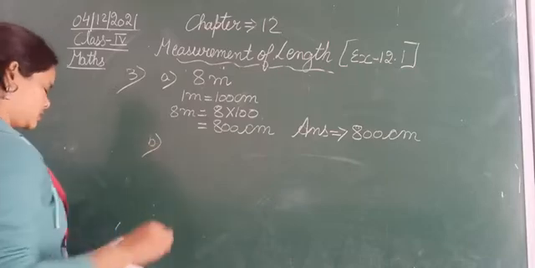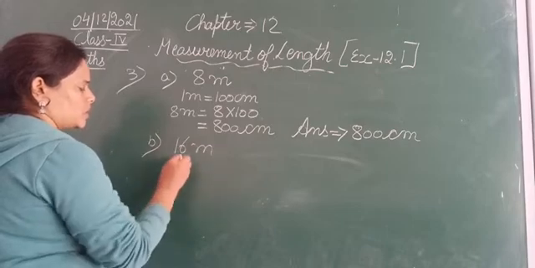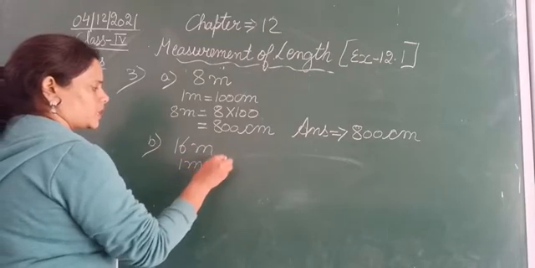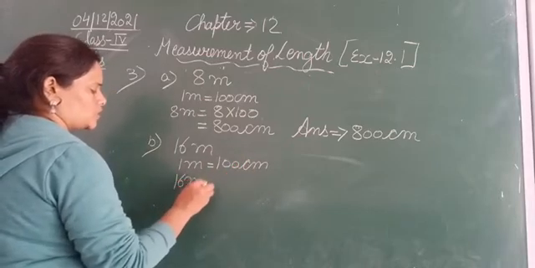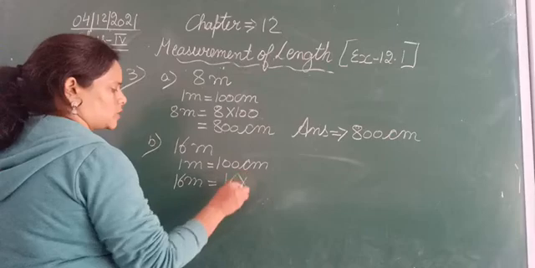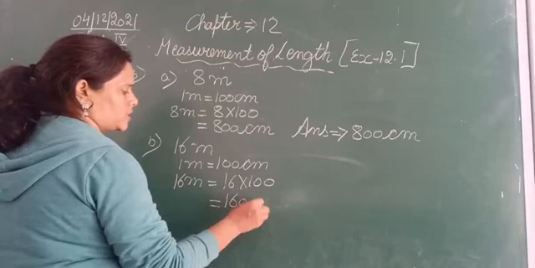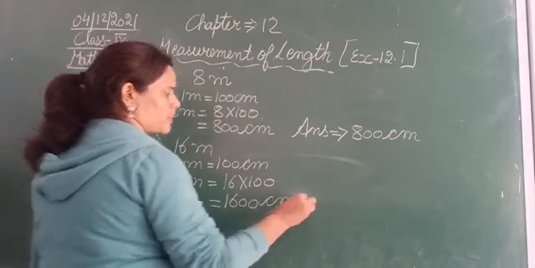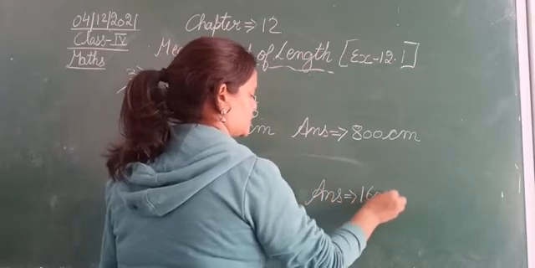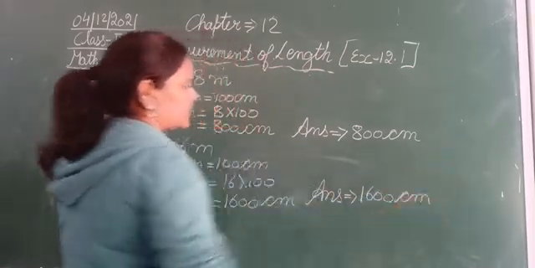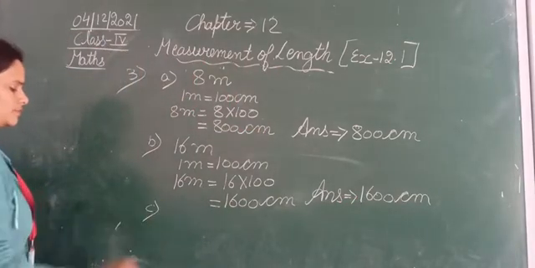Moving to the B part, that is 16 meter. Again meter to centimeter. 1 meter is equal to 100 centimeter. So 16 meter is equal to 16 into 100, that is 1600 centimeter. Answer: 1600 centimeter.